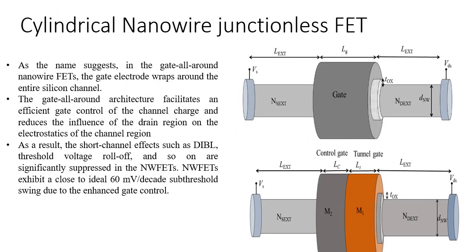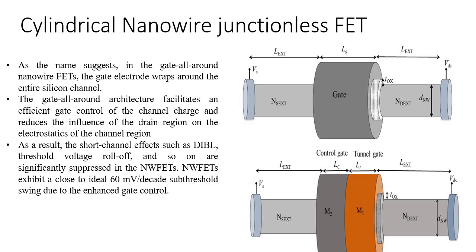Now, let's see what a cylindrical nanowire junctionless FET is. In the figure, you can see it is a cylindrical structure and it has a gate, and it has an oxide as well, inside the gate. So this is a gate-all-around nanowire FET. The gate electrode wraps around the entire silicon channel.